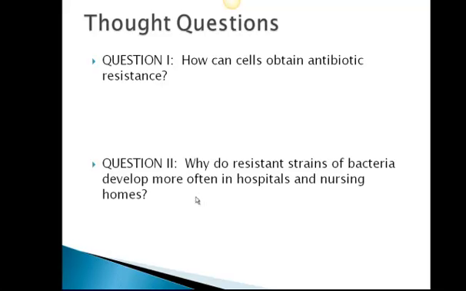So what you probably surmised is that more infected people come to these places. And so if you have a higher propensity of seeing infective strains, then you're going to have more resistant strains that are going to develop. Hospitals and nursing homes are also the sites of treatment, and so you're going to have higher levels of antibiotic use within both of these facilities, and that will also promote the development of antibiotic resistance within the bacteria.